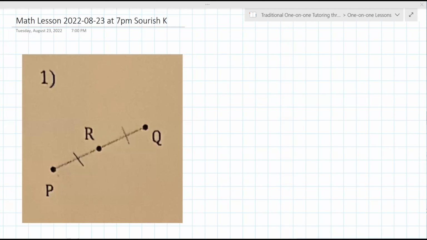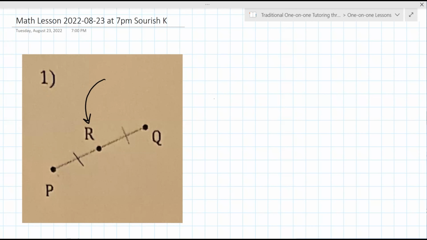Okay. The instructions for this number, well, we're not really sure. It says name each midpoint and the segment it bisects. Okay. So we did this before. This letter right here is the midpoint. The midpoint means it's right in the middle.